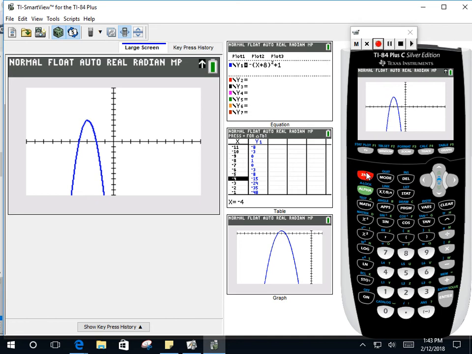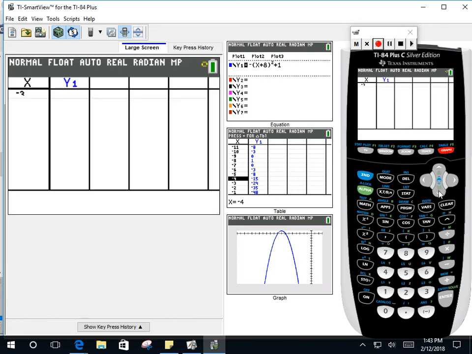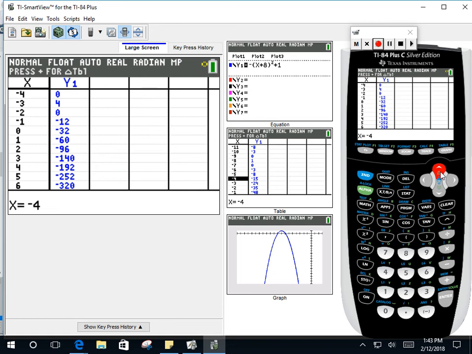Some other points are, okay, look, I already plotted that one. That's the vertex. You can also tell that that's the vertex because look, the 4 doesn't repeat. Negative 32, negative 32, negative 12, negative 12, 0, 0, 4. That means that's your vertex, your turning point. Or in this case, highest point, sorry.